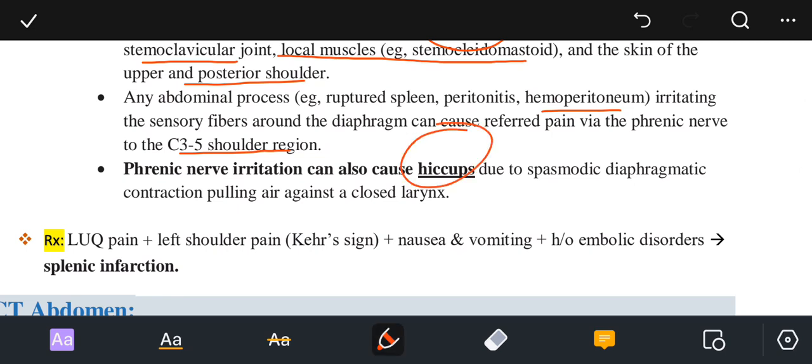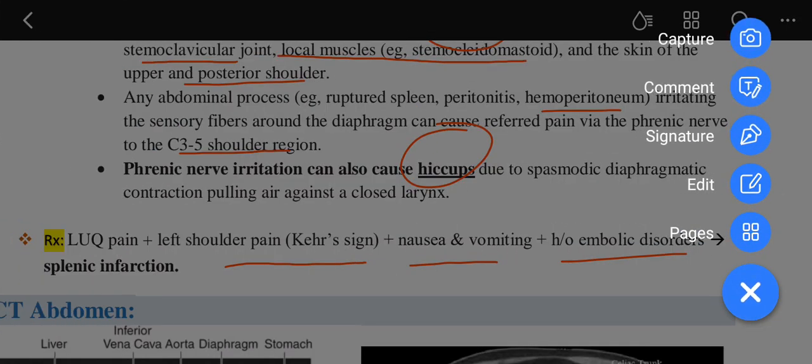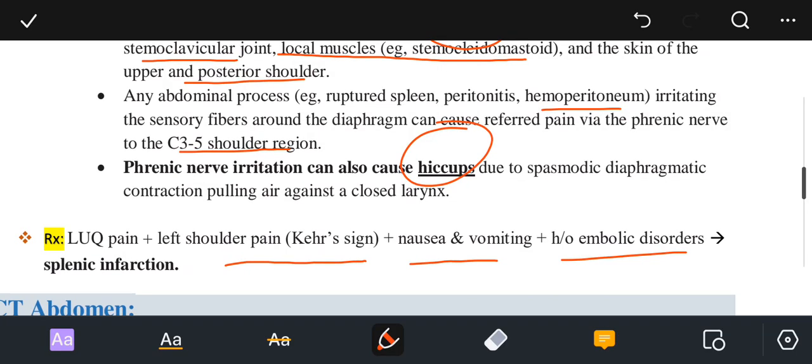Left upper quadrant pain with left shoulder pain, that is Kehr sign, with nausea and vomiting and a history of embolic disorders will lead to splenic infarction. That takes us to the diagnosis of splenic infarction. If a person presents with left upper quadrant pain and left shoulder pain, that is Kehr sign, with nausea and vomiting and a history of embolic disorders, you must suspect splenic infarction, right?